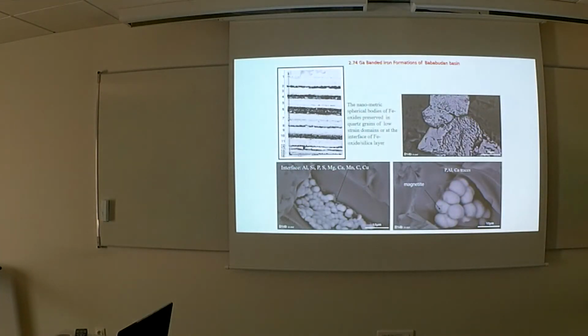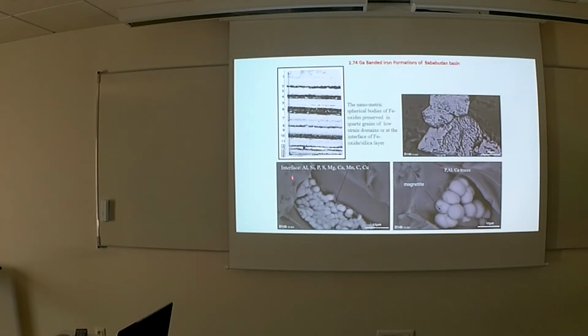Yeah. So we did some work on the banded iron formations here in France only. Although I'm not a specialist on banded iron formations, we did some work. What we did is we took one core, then we cut it, and on individual layers we analyzed the elemental and isotopic compositions. And in some of the layers we have alternately chert and iron oxide layers.